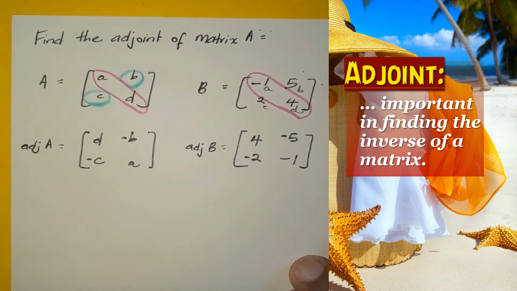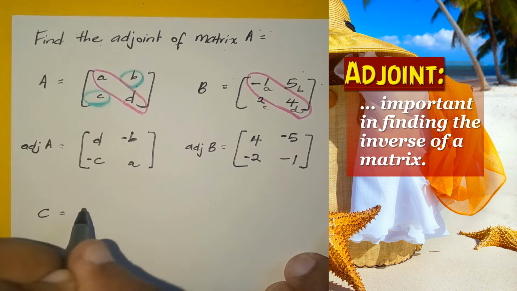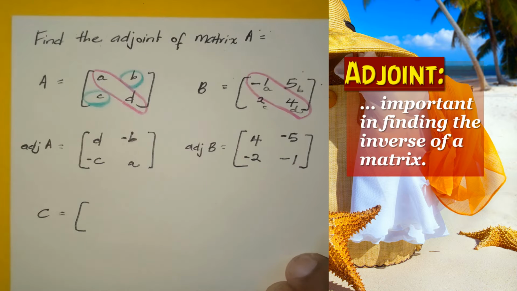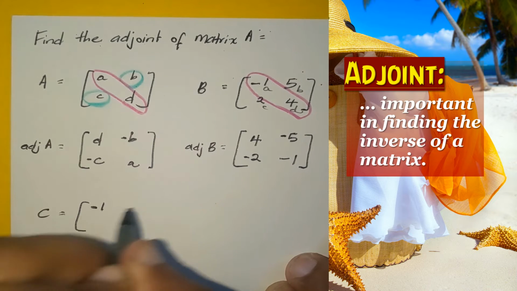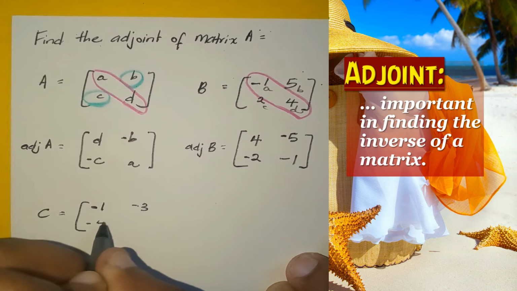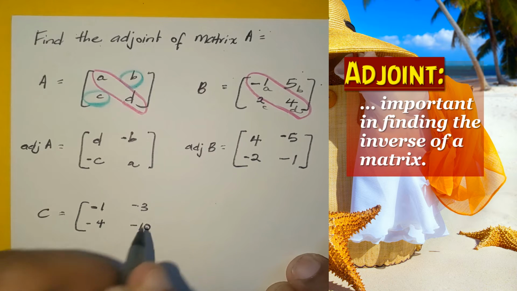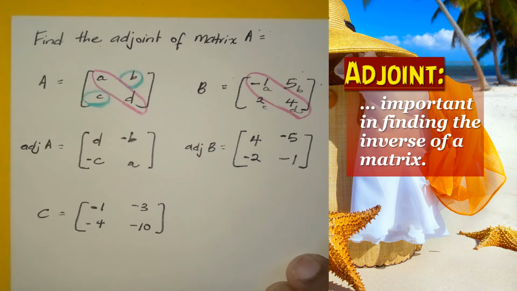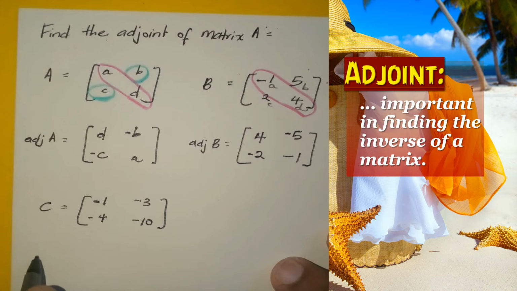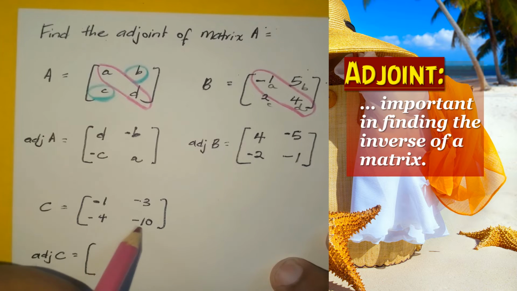Let's do some more together. You have matrix C. And because I know you don't like negatives, we're going to throw in a whole heap of negatives. -1, -3, -4, -10. So we are asked to find the adjoint ADJ of C. Remember, find the leading diagonal. Here we go. What we're going to do with the elements, switch them.